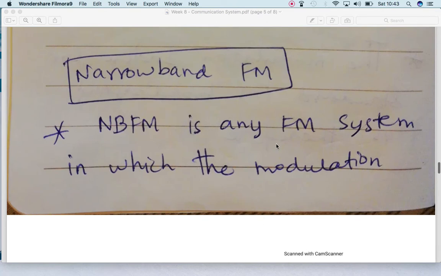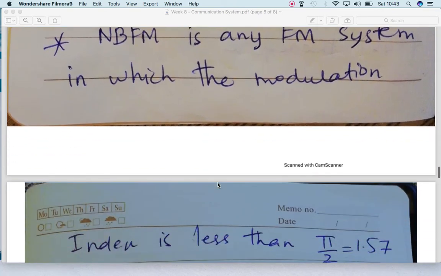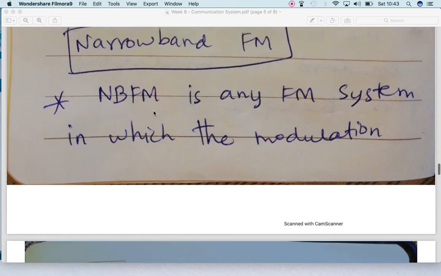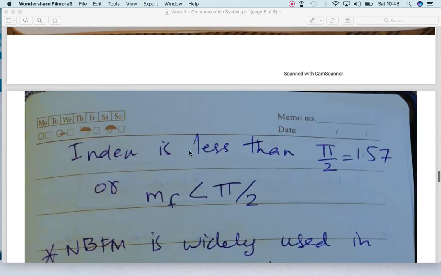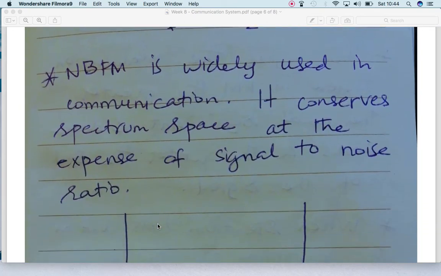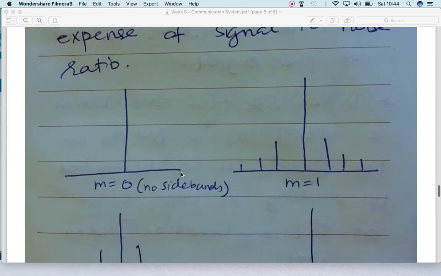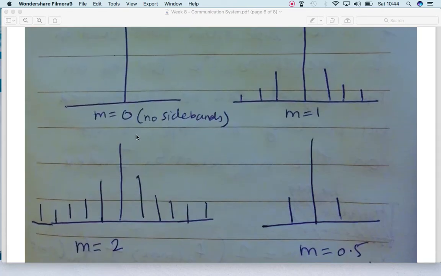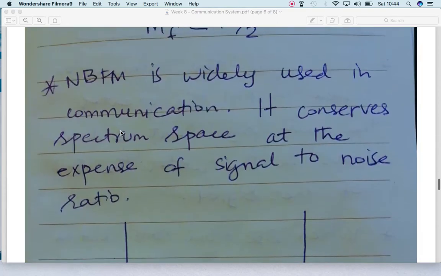Let's read these instructions and then I will explain it to you. This is an abbreviation of the narrowband FM, which is any FM system in which the modulation index is less than pi by 2, which is 1.57, and is widely used in communication and conserves spectrum at the expense of the signal to noise ratio. And these are the diagrammatic representations of different modulated signals, which will be explained by me now.